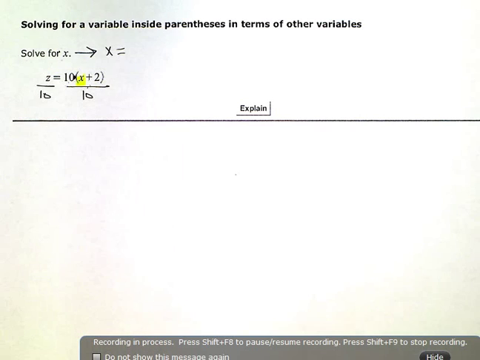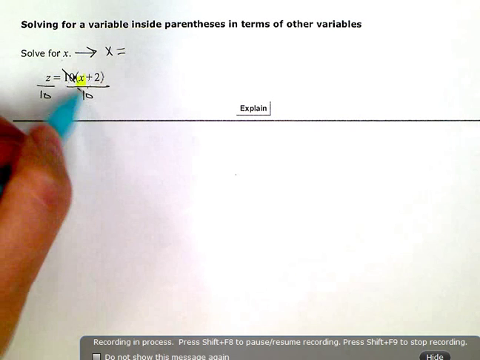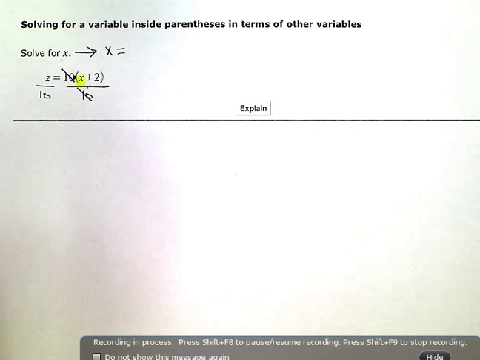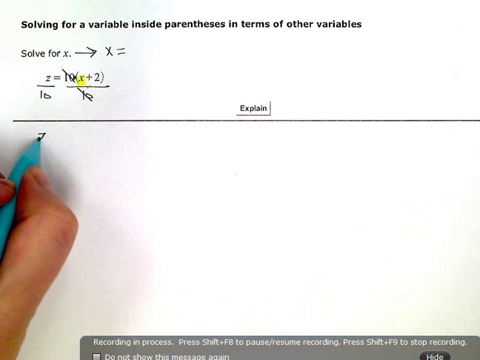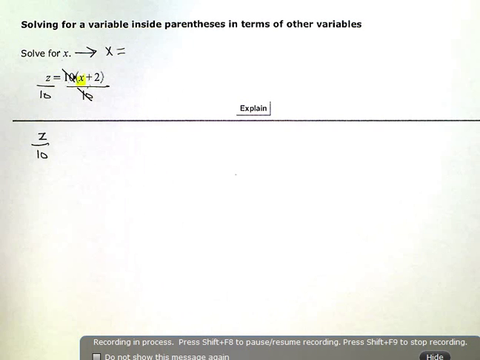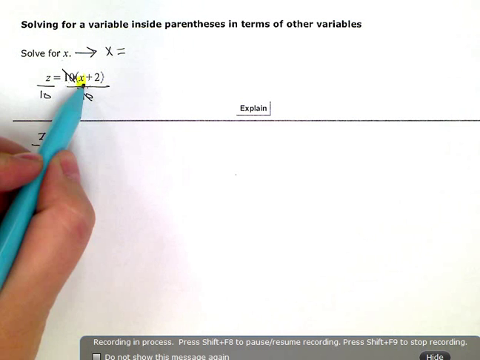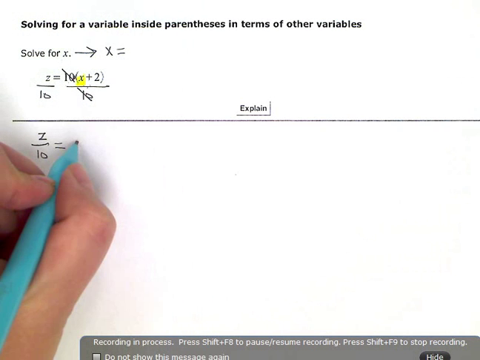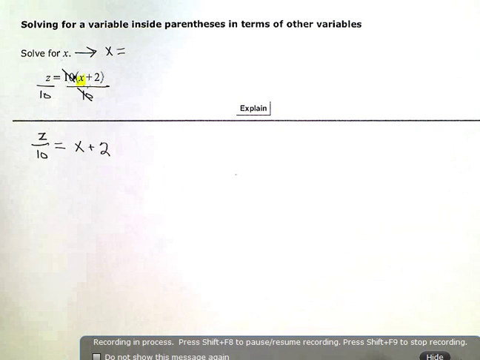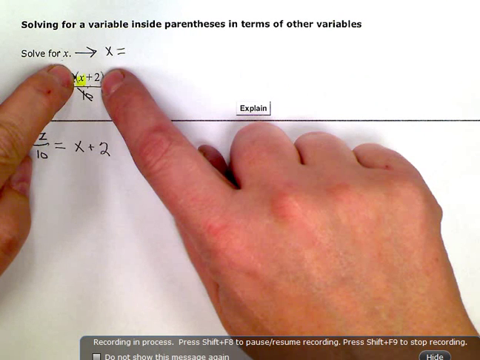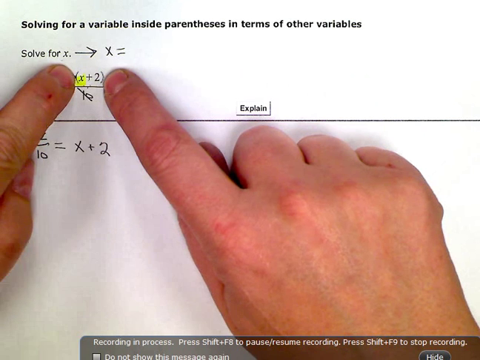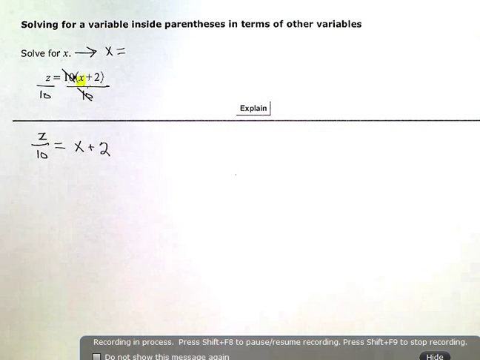And I have z divided by 10 on the other side. The 10's cancel, and I'm left with z divided by 10 on the left equals, and then I have just my parentheses here, x plus 2 on the right. But since all I have left is just that, nothing else over here, I can drop those parentheses now and go to just x plus 2.